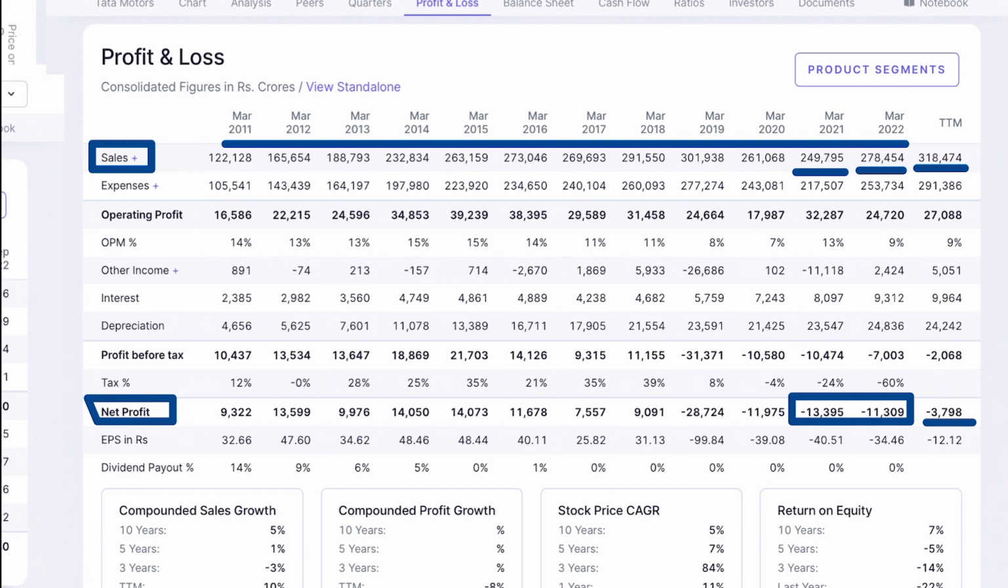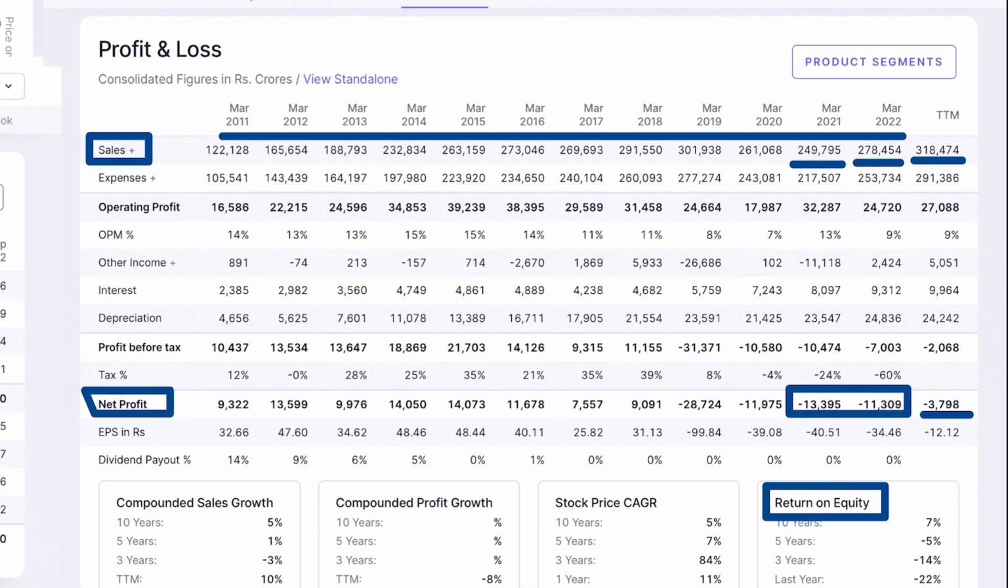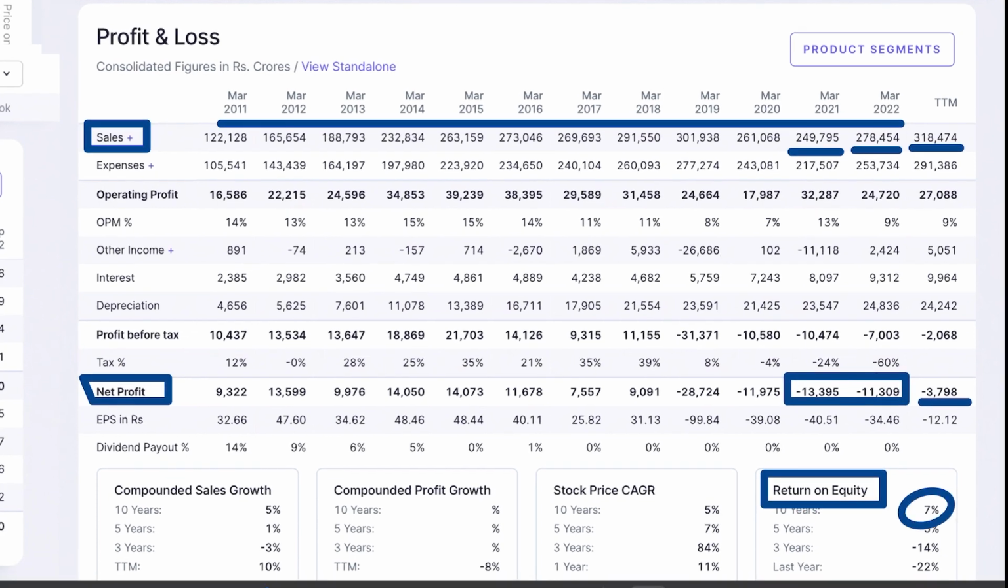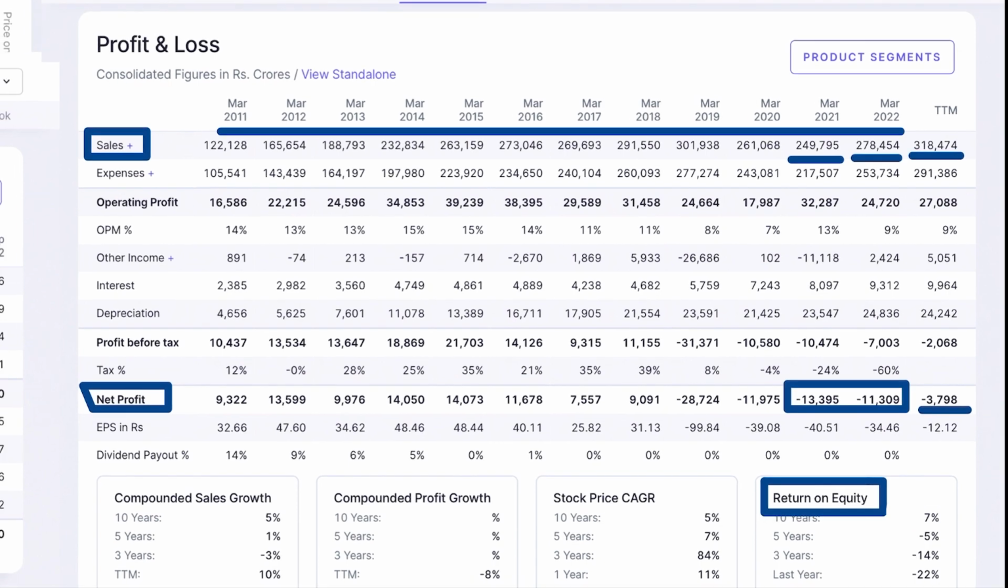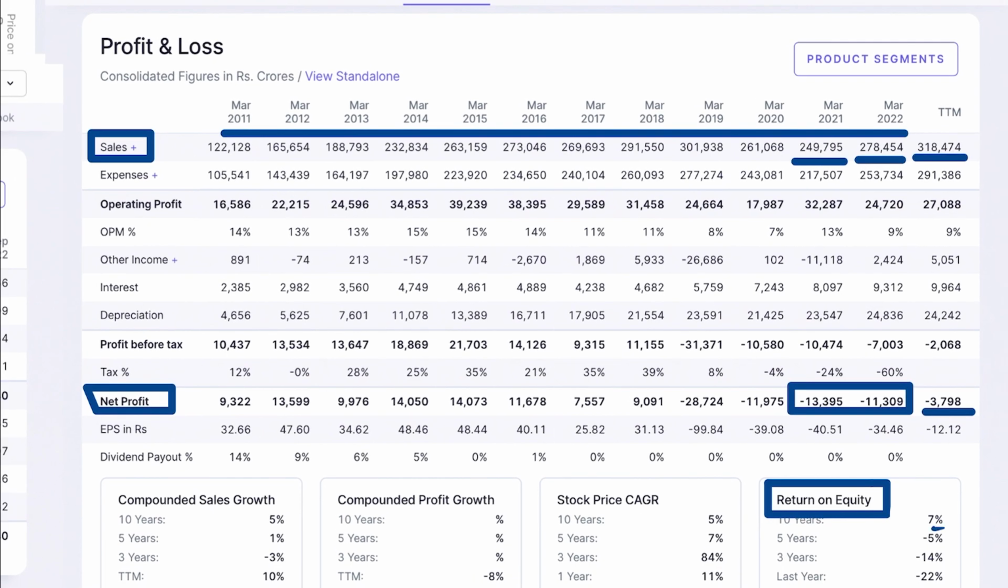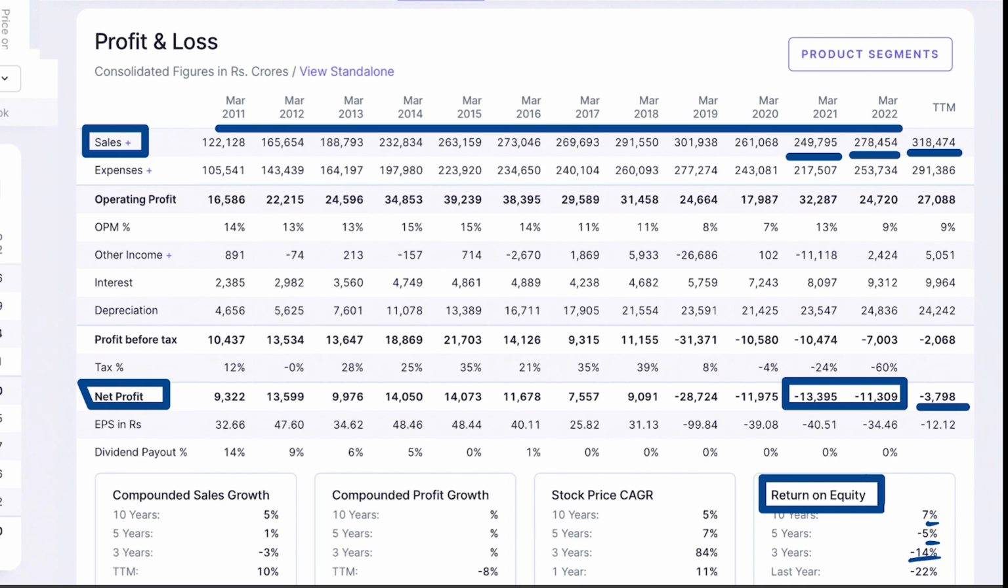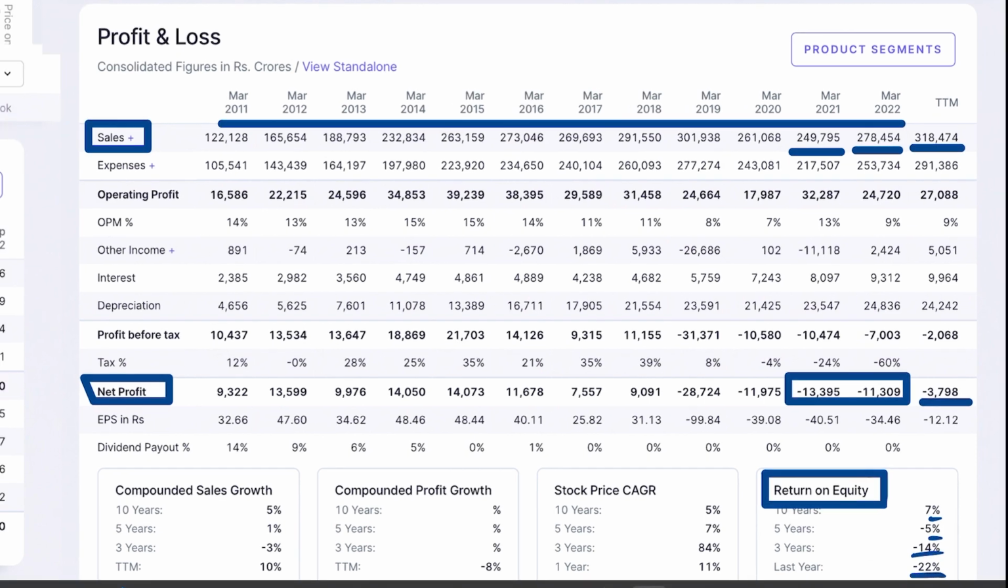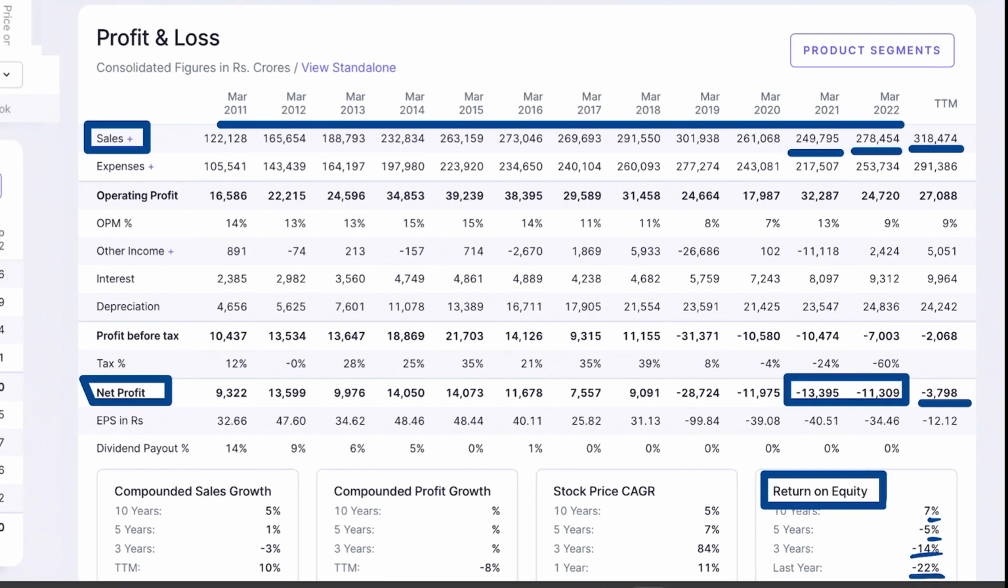Here in this section, again, we can consider return on equity. For over 10 years, the stock has yielded the investor 7%. For 5 years, the stock has yielded minus 5%. For a 3 year period, 14%. For the last year, it has yielded the investor around minus 22%. So as far as this is concerned, it is a big no to invest in this stock.